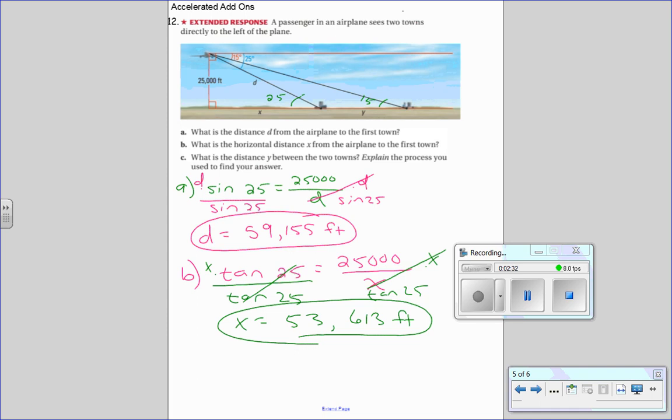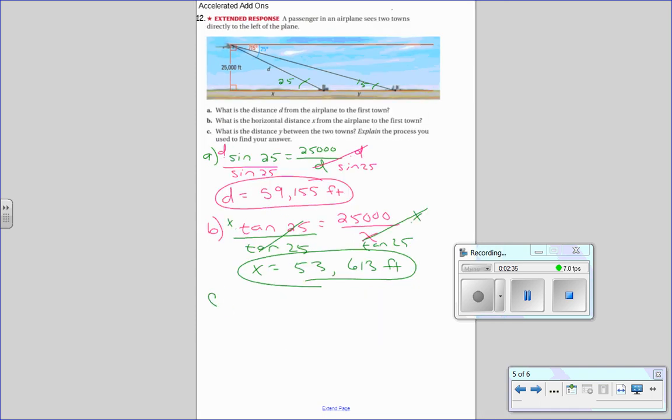All right, and finally, this is the only one that's a little more challenging. I'm almost out of space here. What's the distance y between the 2 towns? Do you know what strategy we're going to use? We did one like this the day we did our Q&A over at 9-1. Going to find the whole entire distance and subtract off x.